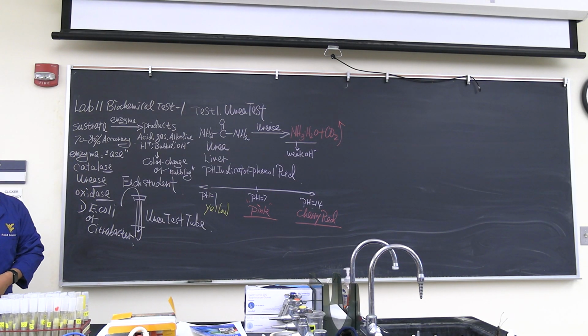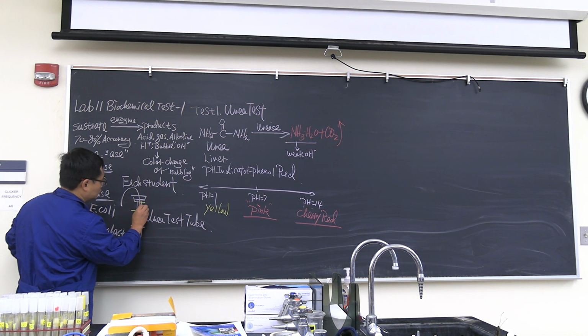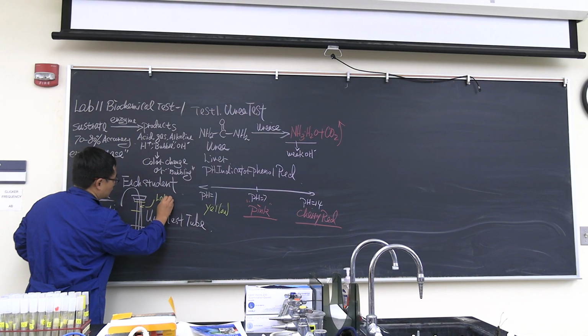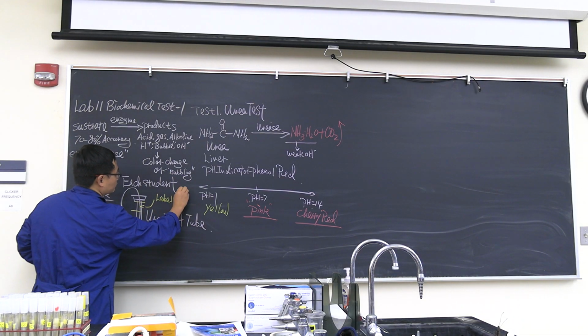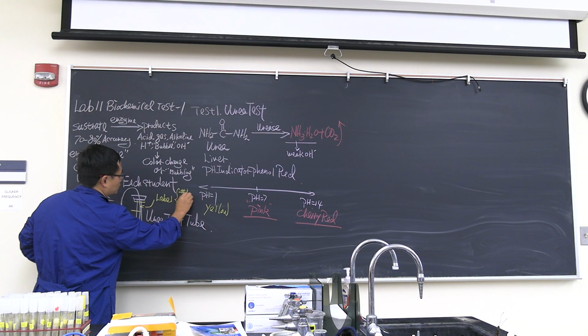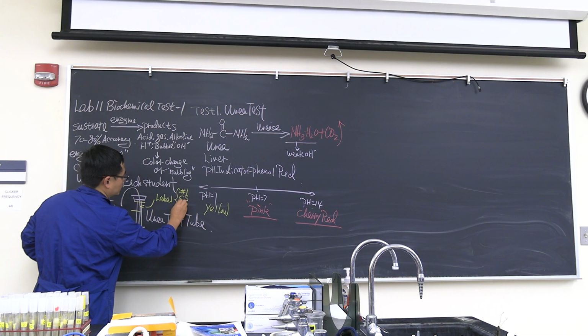Although you're going to put on your tray, we're not going to mess it up. You still need to do a label here. Bench number, initial, bacteria name, and date.